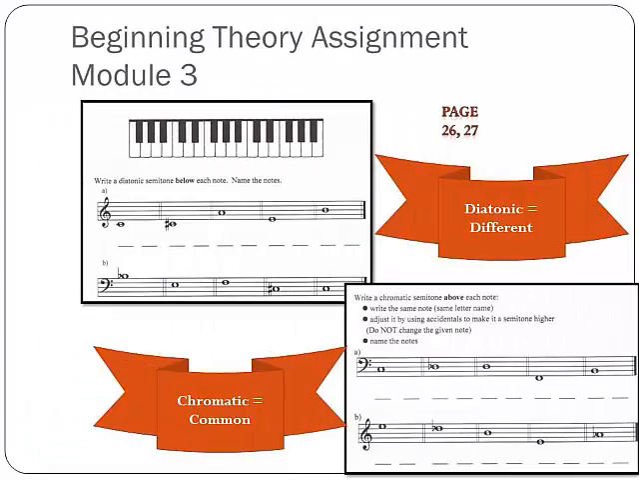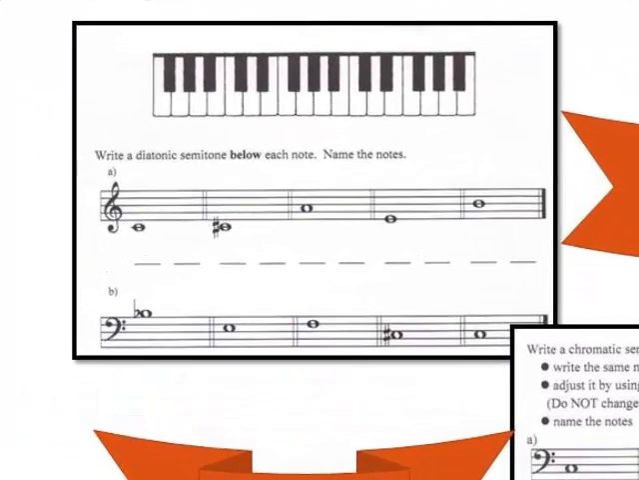On page 26, number 20, you're going to write a diatonic semitone below each note. A diatonic semitone is going to have a different letter name. And remember, a semitone is the shortest distance from one note to the next. So if you're writing a diatonic semitone below C, it's going to have a B in the answer. And because there's no black key between C and B, your answer is B. So C to B is a diatonic semitone.